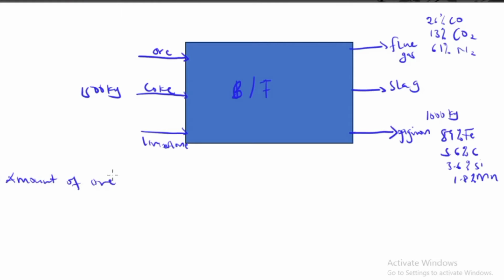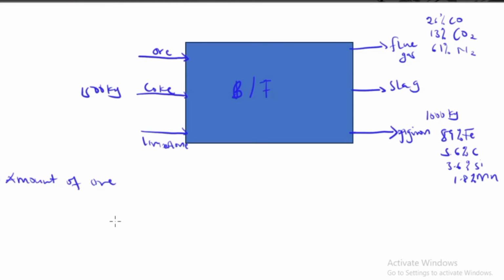We have two ways of solving this. You can use the hematite, which is the ore balance, or you can use the element itself, which is the iron balance. So I'm going to teach you the hematite balance. For the hematite balance, we can see from the statement that we have hematite as an ore, and we have hematite in the pig iron. Why do I say it? Because we have some iron in the pig iron.